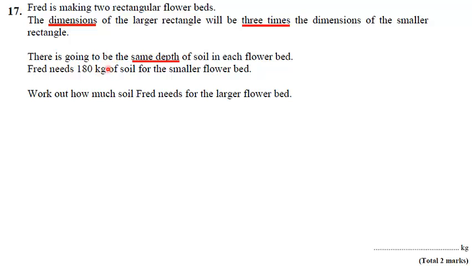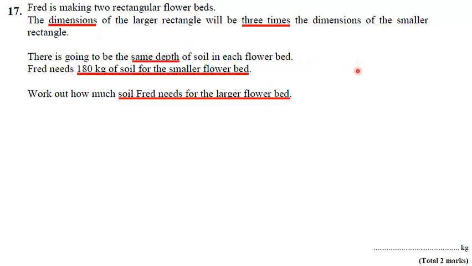Fred needs 180 kilograms of soil for the smaller flower bed. So for the smaller one, he needs to fill it with 180 kilograms of soil. Work out how much soil he needs for the larger one. So they're not similar by volume, they'll be similar by length and area.